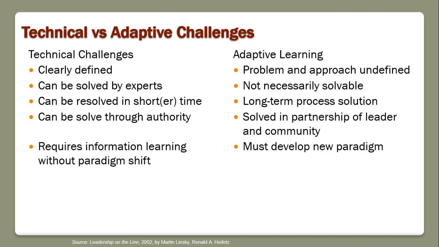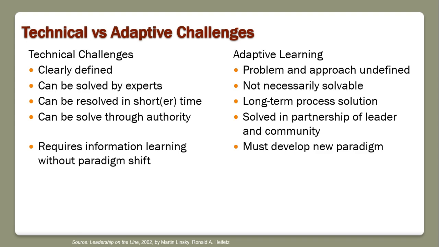So one of the big shifts that's happened in the world over the past 10 or 20 years is that a lot of the world used to follow and try to solve what's called technical challenges. These are things, and this comes out of systems theory, that are problems that can be clearly defined, can be solved by experts, can be resolved in shorter time frames, and can be resolved through authority. So even really hard problems like getting a person on the moon or the Manhattan Project, those were technical challenges. It requires information learning without a paradigm shift.